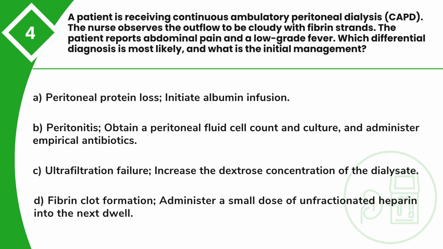B. Peritonitis. Obtain a peritoneal fluid cell count and culture and administer empirical antibiotics. C. Ultrafiltration failure. Increase the dextrose concentration of the dialysate. D. Fibrin clot formation. Administer a small dose of unfractionated heparin into the next dwell.